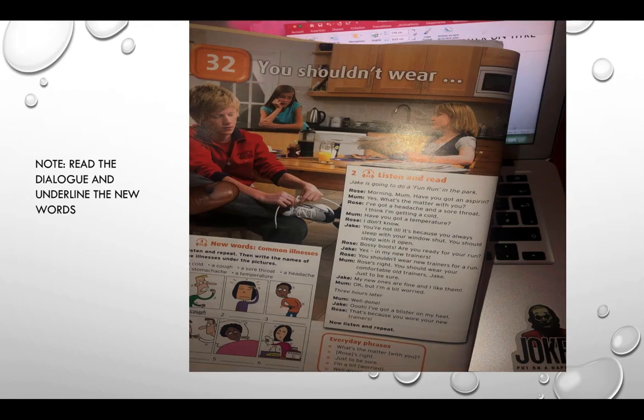The first thing we're going to do is read this dialogue and highlight the most important vocabulary, or the vocabulary that you don't understand. You should underline the difficult vocabulary, like both, like worried, so that I can explain it.